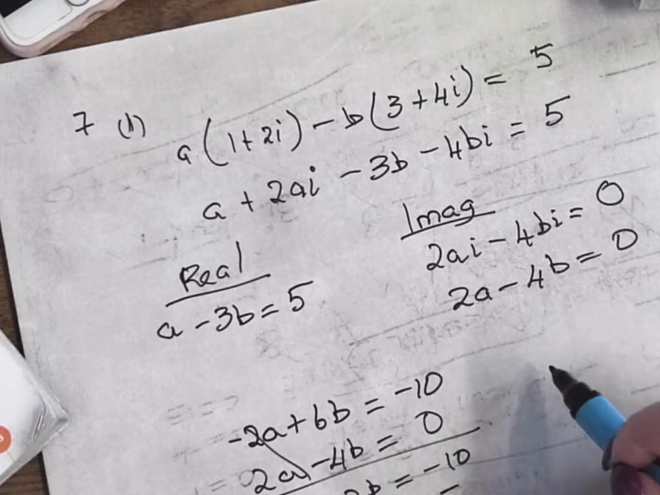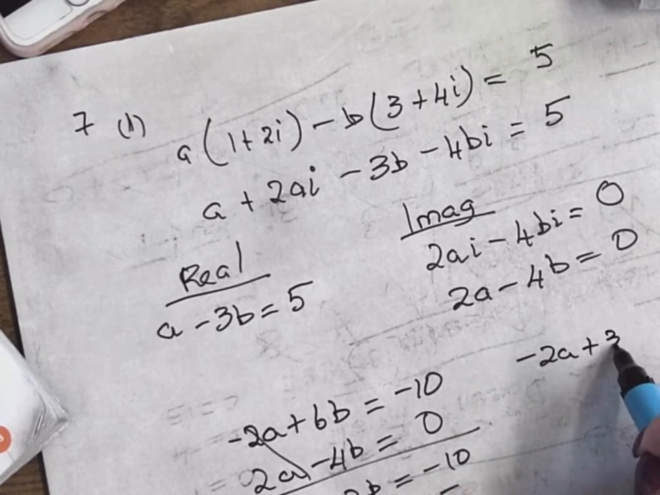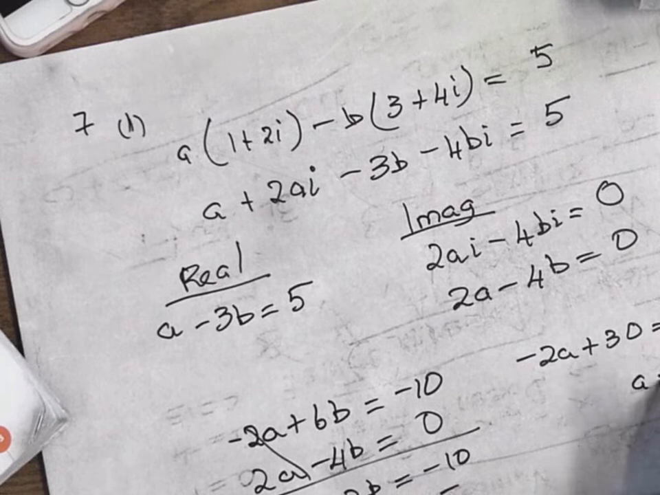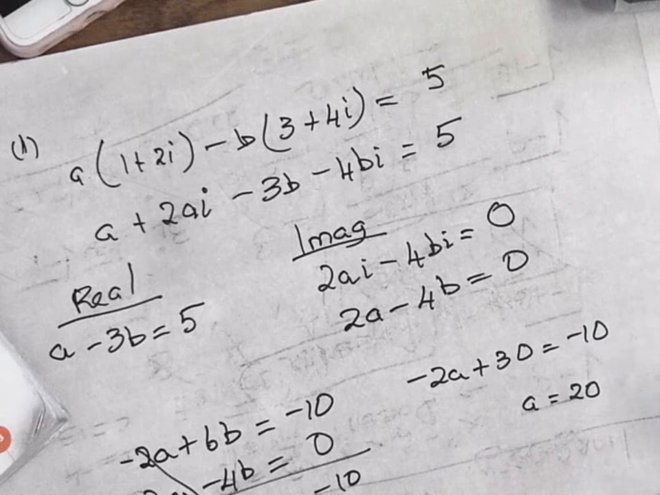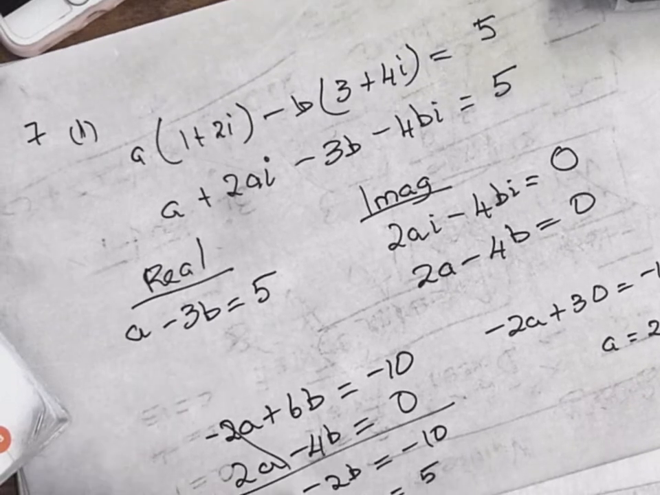So that means b is equal to 5. And then substituting, you'll get minus 2a plus 30 equals minus 10. So that's minus 2a is minus 40. So a is 20. Is that okay? Or have I made a mistake? Is it not just 2b, not minus 2b? Yeah, you are right. That would be plus 2b.